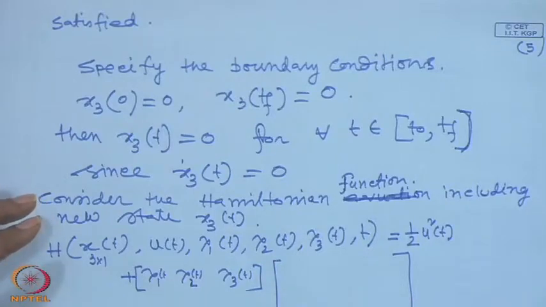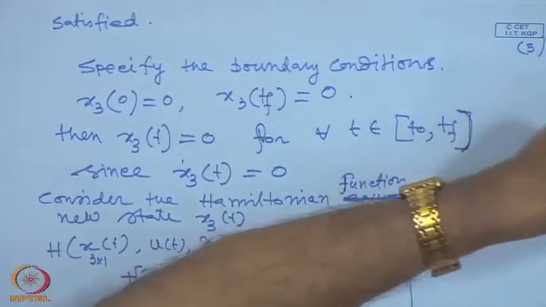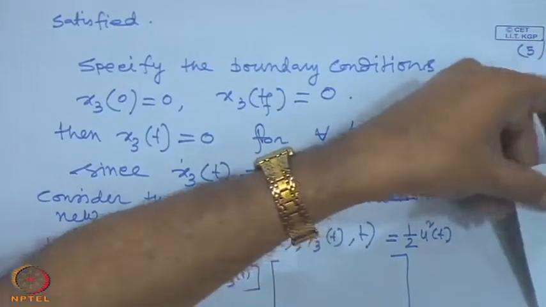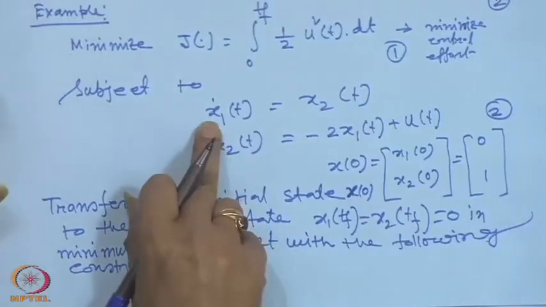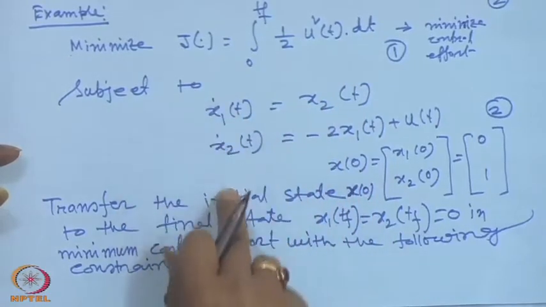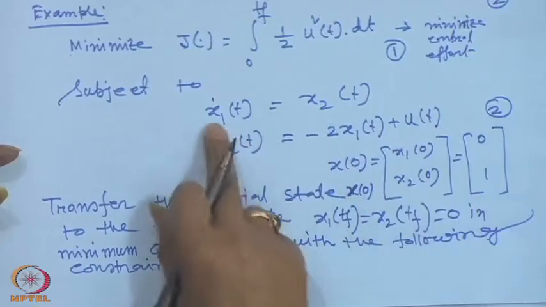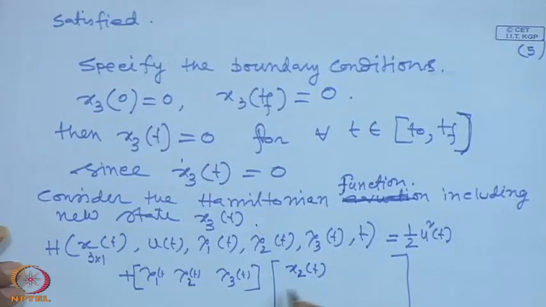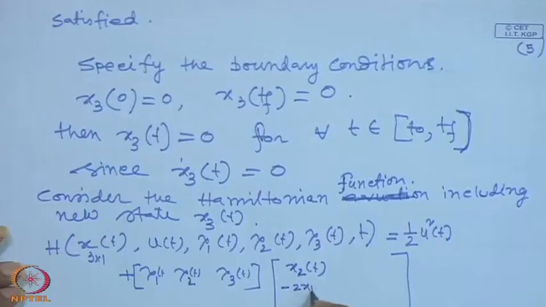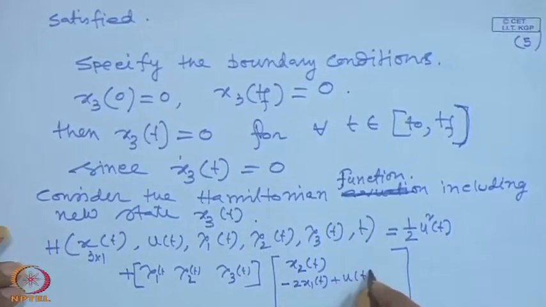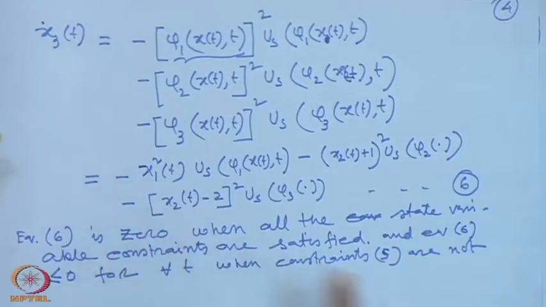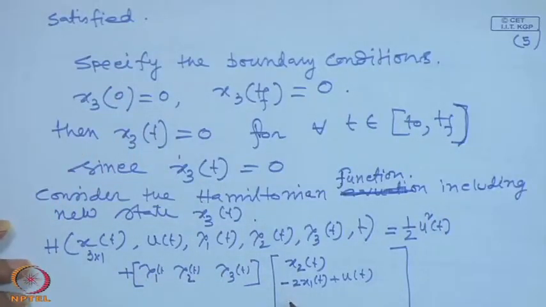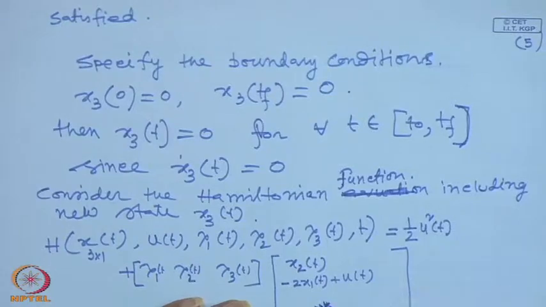The first state equation, x 1 dot is equal to x 2, this I am writing now. You just see that I am writing this equation. This equation x 1 dot, x 2 dot, x 3 dot, I can write in terms of a x plus b u form. So, I am writing this multiplied by x 2 of t, the next equation x 2 dot is equal to minus 2 x 1 of t plus u of t, plus the third equation. If you see the third equation, this is that one I am writing. I am writing it with a star, and on the next page I will write what that star is.